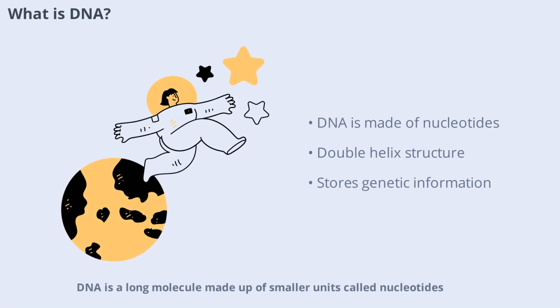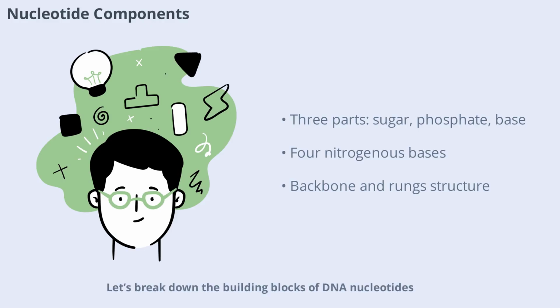DNA is a long molecule made up of smaller units called nucleotides. Each nucleotide contains a sugar, a phosphate group, and a nitrogenous base. These components link together to form a chain, and two such chains twist around each other to create the famous double helix shape. DNA is found in the nucleus of eukaryotic cells and in the cytoplasm of prokaryotes. Its main job is to store genetic information, which is passed from one generation to the next, ensuring the continuity of life. Let's break down the building blocks of DNA.